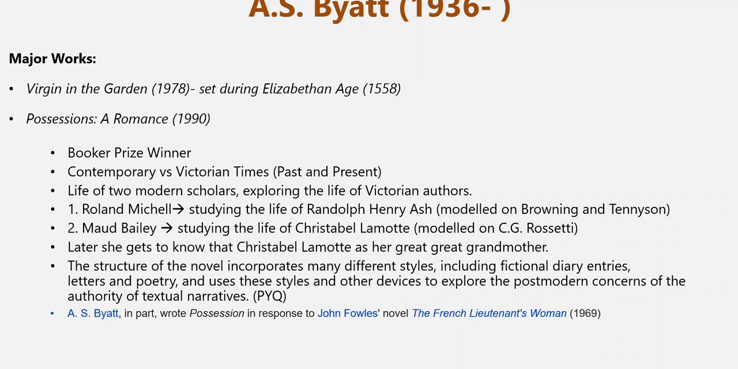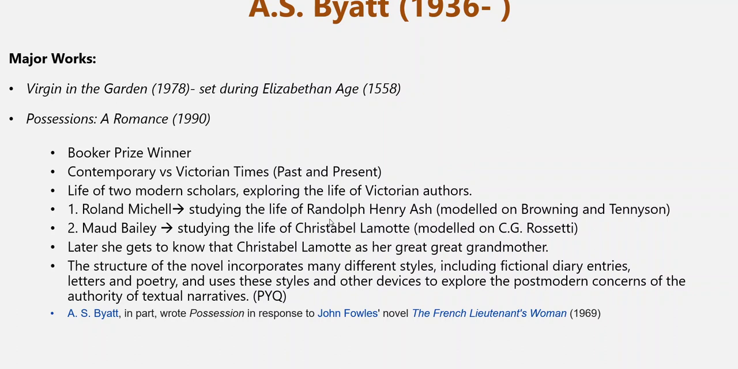time, past and present. So the story goes like this: the lives of two modern scholars, they are exploring the life of two Victorian authors. Okay, one Victorian author each. So, for example, two persons are there in the contemporary time. Suppose in 2022, two persons are doing research work on two authors who are from the Victorian age. That kind of situation is there.